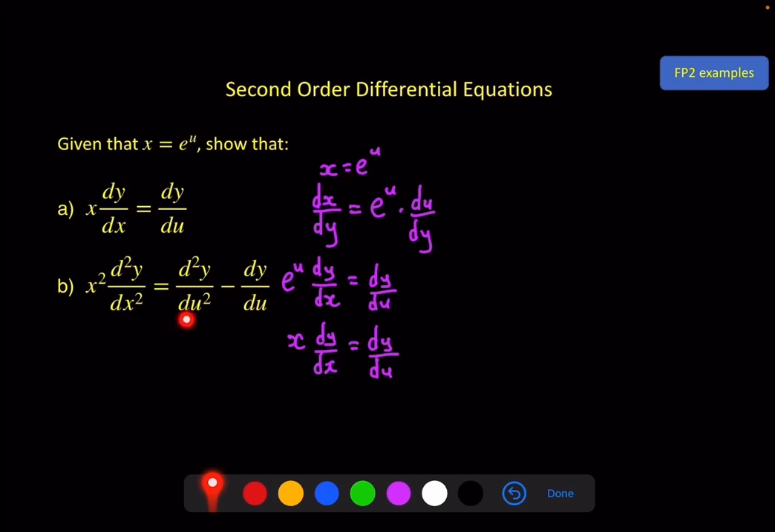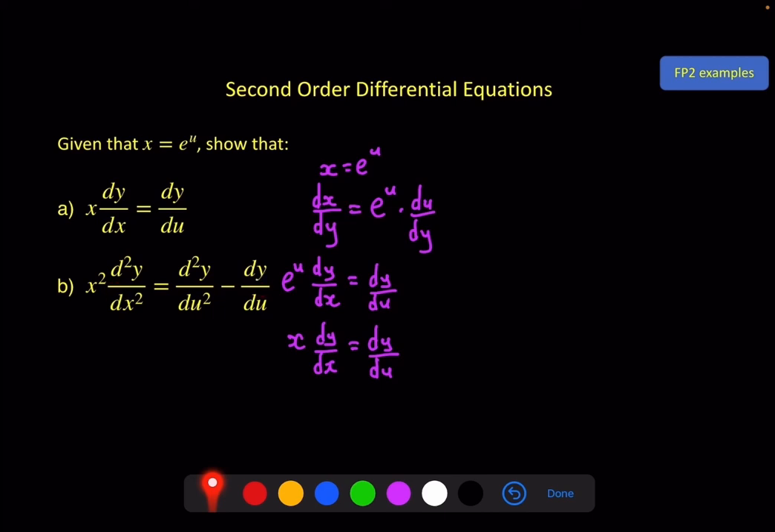To get the second derivative, it's a bit more work, and you can either start with this statement and differentiate everything with respect to x to make sure you get the second derivative of y with respect to x here, and then deal with all the other stuff that you need to make it look like this. Or you can go back to this statement and differentiate everything with respect to u to make sure you get the second derivative of y with respect to u, and then deal with everything else you get on this side to get this and this.